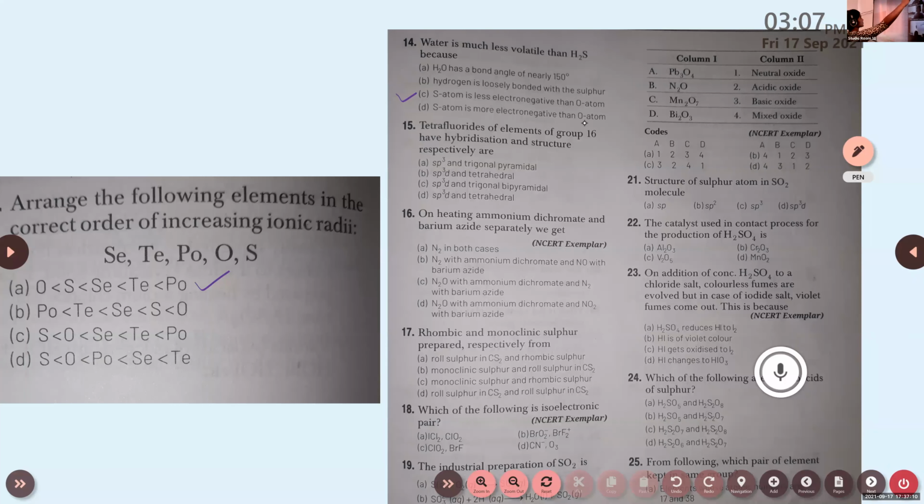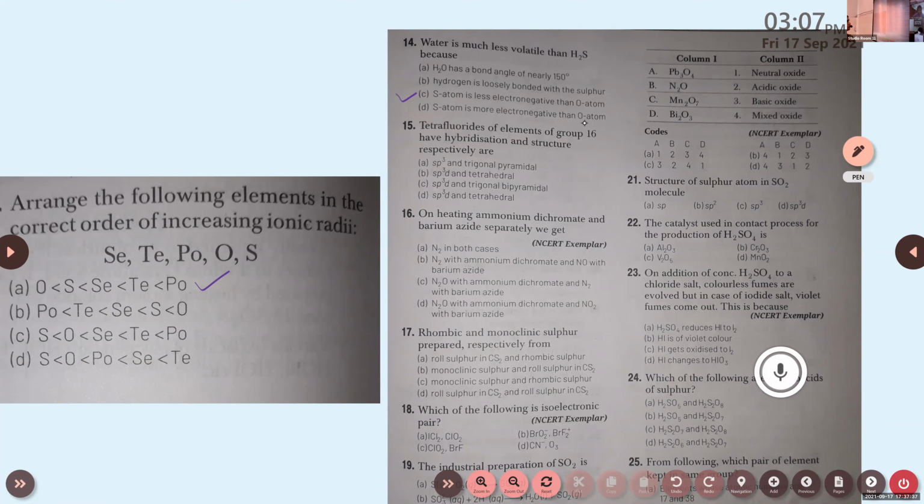Now we are moving to the next question. Question number 15. Tetrafluorides of elements of group 16 have hybridization and structure respectively: option A, sp3 and trigonal pyramidal; option B, sp3d and tetrahedral; option C, sp3d and trigonal bipyramidal; option D, sp3d and tetrahedral.